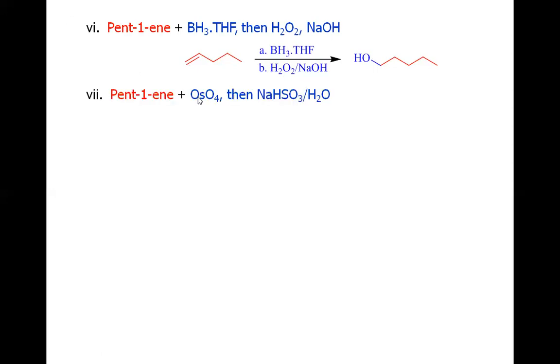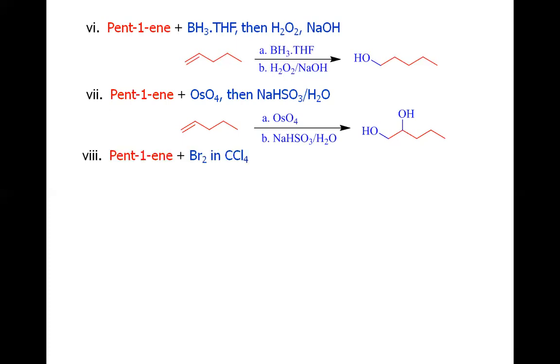Now let us discuss the seventh reaction of the pent-1-ene with the osmium tetroxide and then sodium bisulfite in water. It is simply an example of dihydroxylation. So we will have the two hydroxys attached across the double bond, and they both came from the same side. So the delivery is syn in nature.